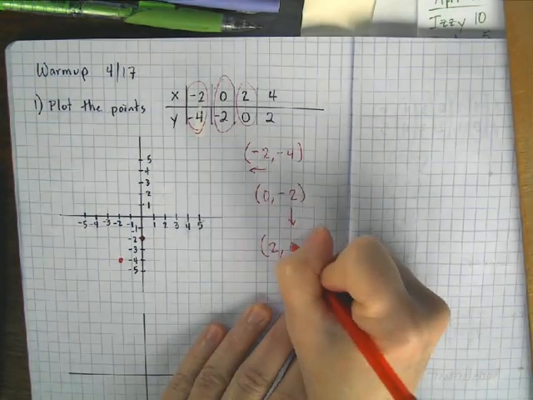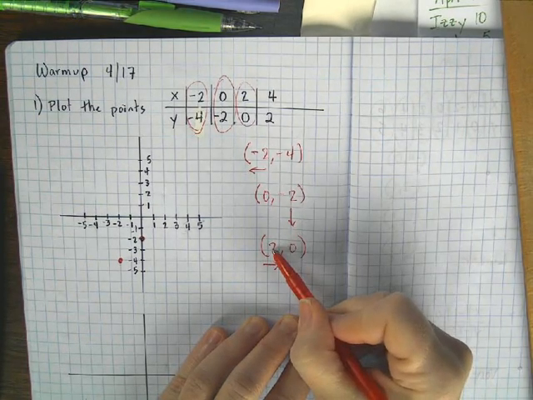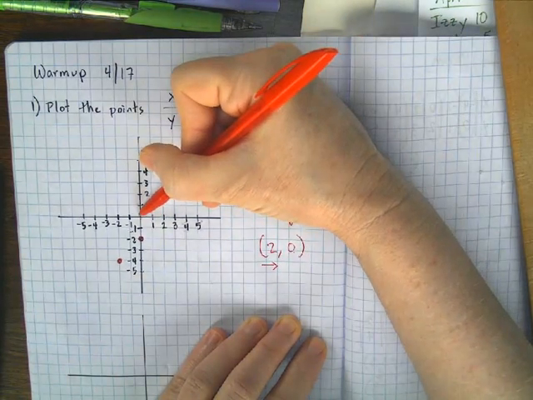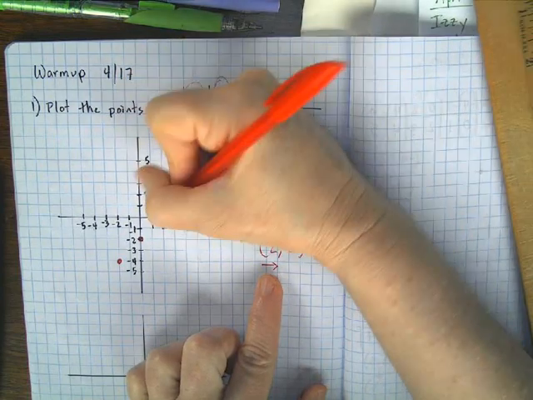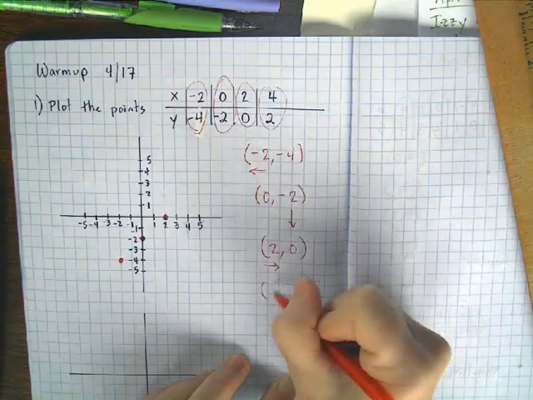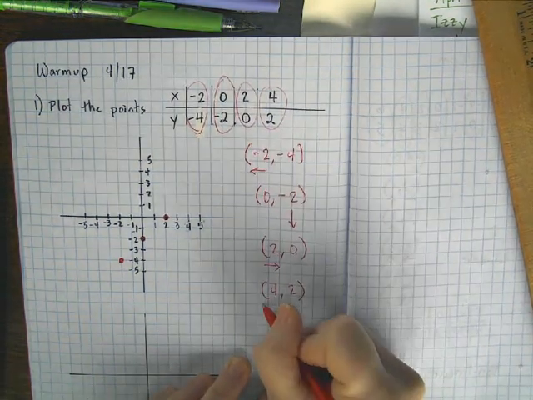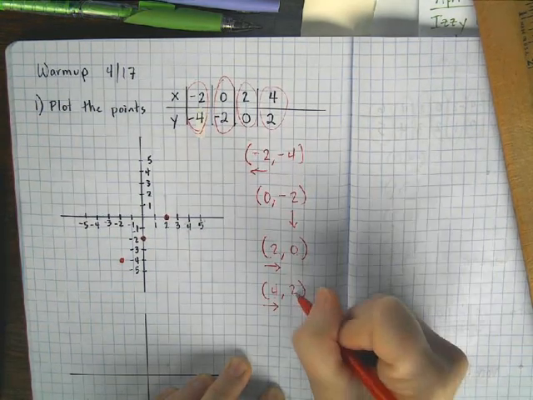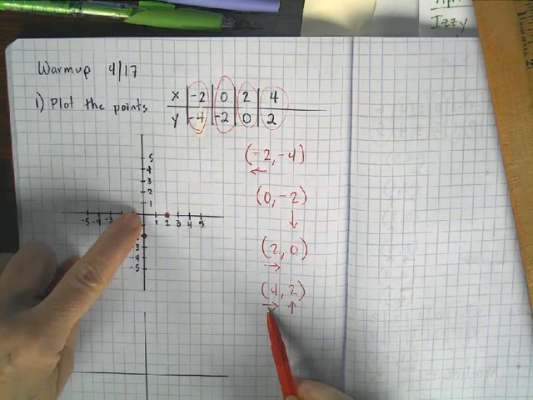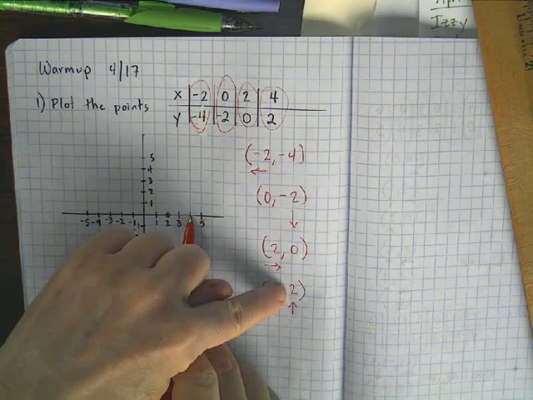2, 0. The first number is always either to the right or the left. Since it's positive, it's to the right. And then no up, no down. So start at 0, 2 to the right, and then no up, no down. And the last one, 4, 2. The first number is always either to the right or the left, so that's to the right. And then up or down, that's up because it's positive. So starting at 0, 4 to the right, 1, 2, 3, 4, and then 2 up, 1, 2.